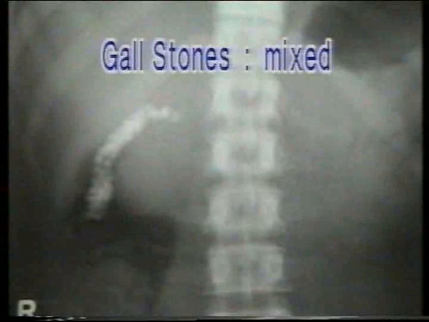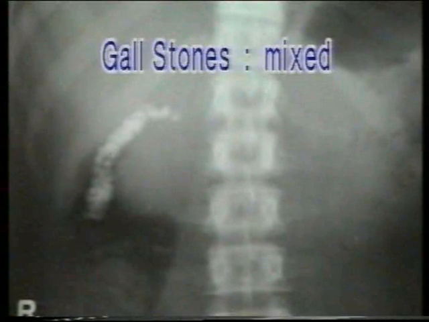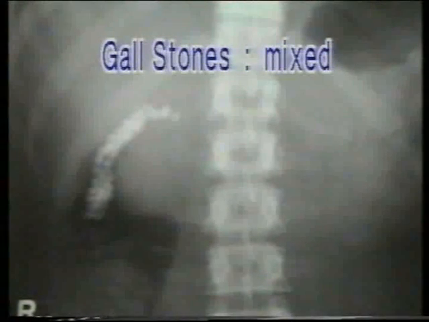This X-ray shows multiple calculi arranged in the unmistakable shape of a gallbladder. These are multiple gallstones of mixed type. Note the large number of stones arranged in the shape of a contracted gallbladder.